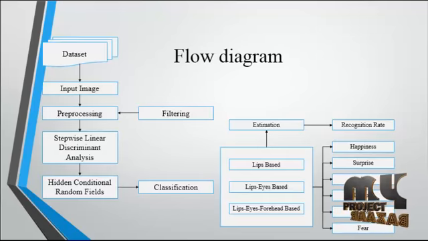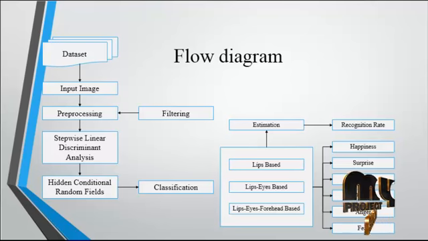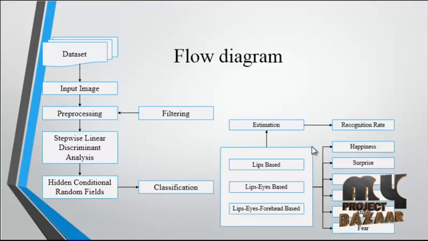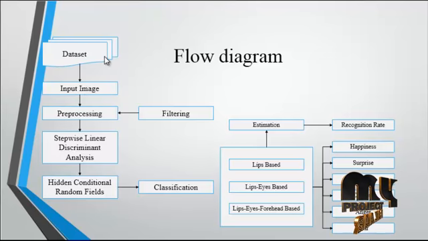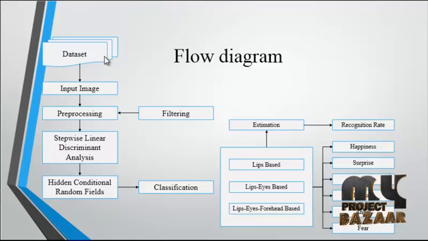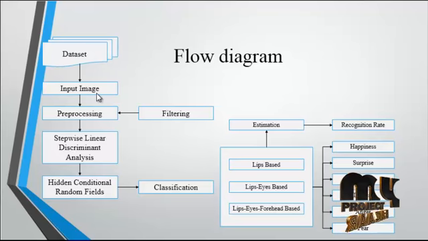Now we are going to discuss the flow diagram for the process. This is the overall flow structure for the process. At first, the input image is taken from the dataset. The dataset is the folder which consists of several images. Here we can take one image as an input.